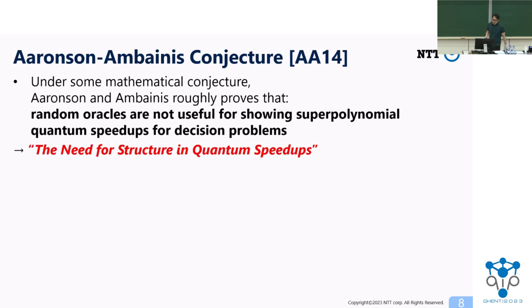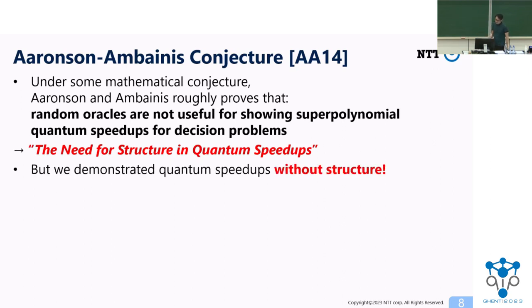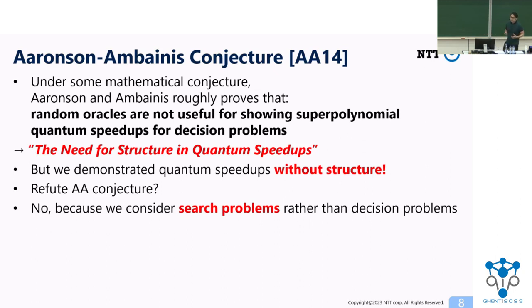And here, let me mention a related conjecture by Aaronson and Ambainis. Under some mathematical conjecture, they prove that random oracles are not useful for showing super polynomial quantum speedups for decision problems. That paper was titled The Need for Structure in Quantum Speedups. But as I just explained, we demonstrated quantum speedups without structure. So does that mean that we refute the Aaronson-Ambainis conjecture? Actually, it is not the case, because we consider search problems, but the Aaronson-Ambainis conjecture only considers decision problems. So our results suggest an important difference between search problems and decision problems, which is sometimes overlooked.